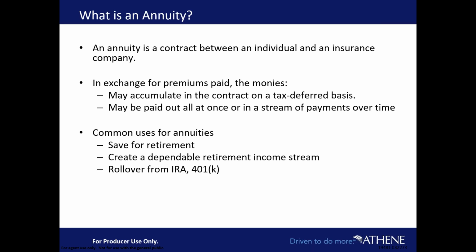So an annuity is a contract between an individual and an insurance company. In exchange for the premiums paid, the monies can accumulate in the contract on a tax-deferred basis. Annuities are tax-deferred, may be paid out all at once or in a stream of payments over time. So we do have accumulation products. We also have income products, and you could also annuitize contracts.